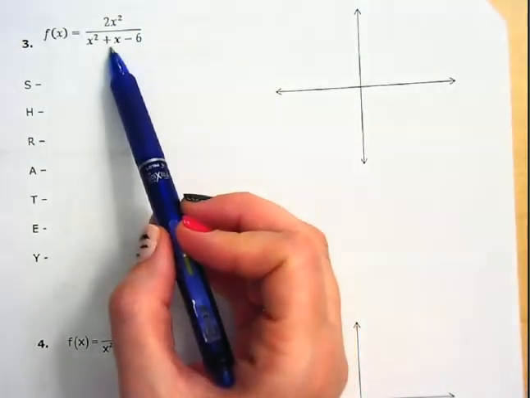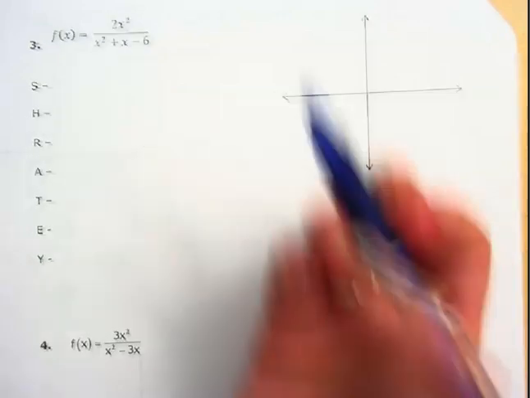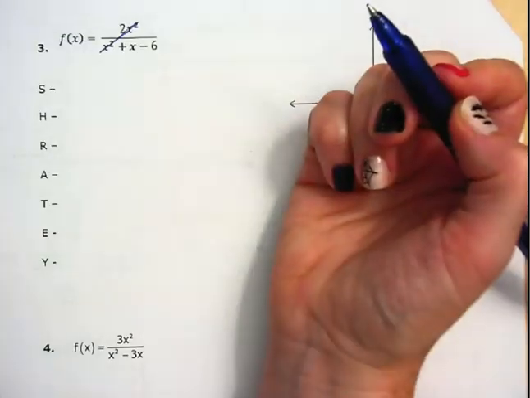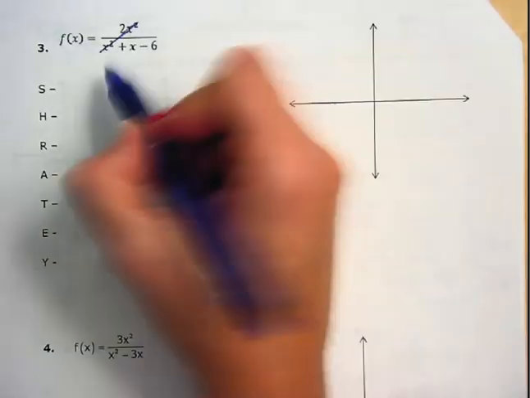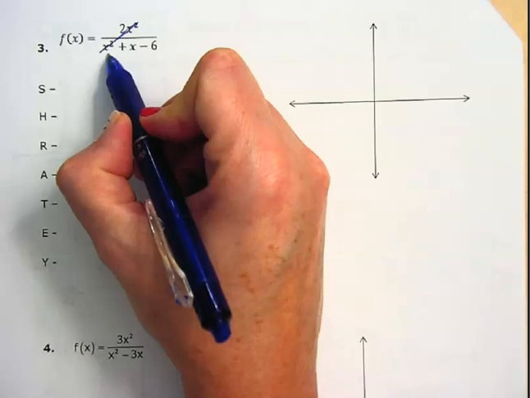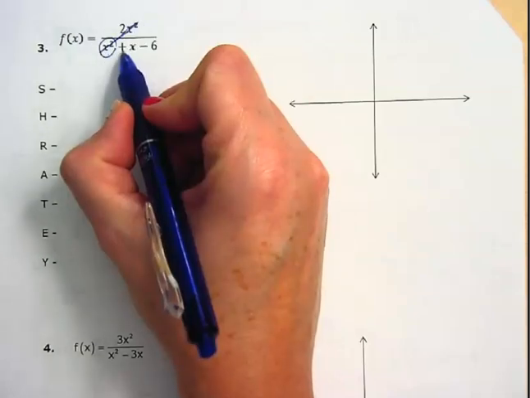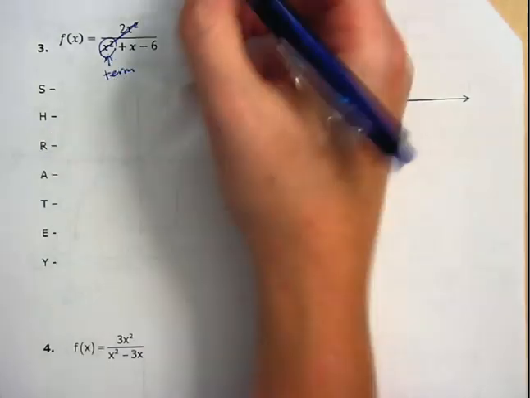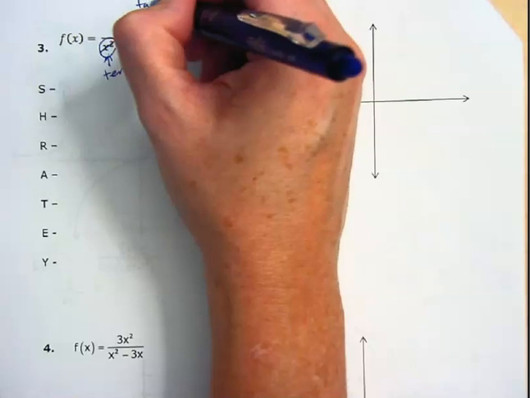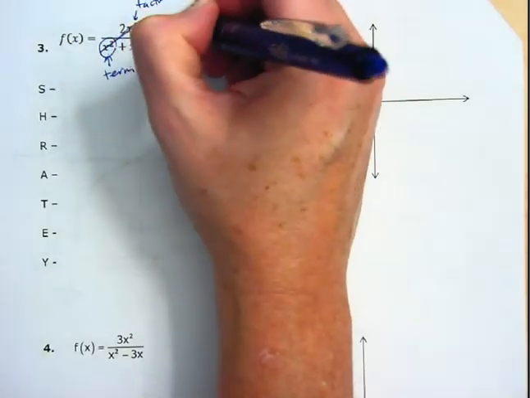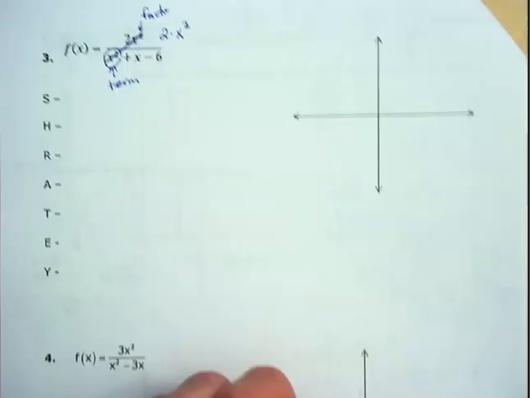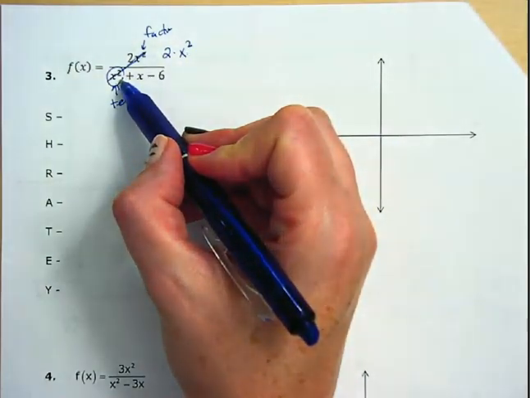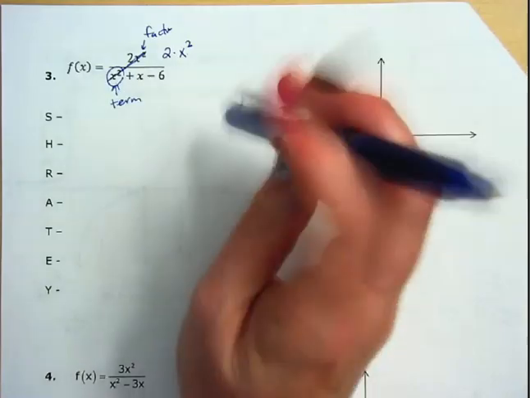One thing I want to talk about here before we start factoring the denominator is that you cannot cancel these x squareds right here. This one on the bottom, like I talked about in the last video, is not a factor. It's being added to other terms. So this is a term, but the x squared on top is a factor, because it's being multiplied by something else. It's being multiplied by a 2. So it is a factor, but it cannot be canceled with the x squared on the bottom because that one is a term and not a factor.